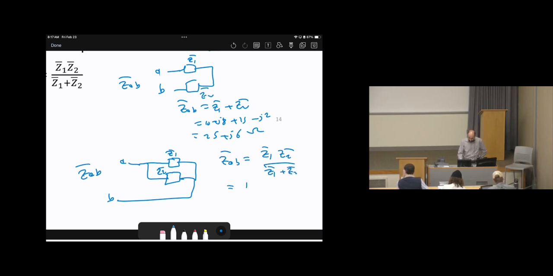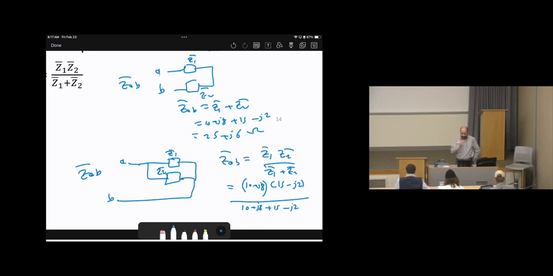So it's going to be (10 plus J8) times (15 minus J2) divided by (10 plus J8 plus 15 minus J2). So when we discussed complex numbers, we used to convert to polar, do the multiplication, then convert back to rectangular, and so on. We used to do it by hand. Now, when you use the calculator, you don't need to do any conversion. Just insert this expression as is in the calculator.